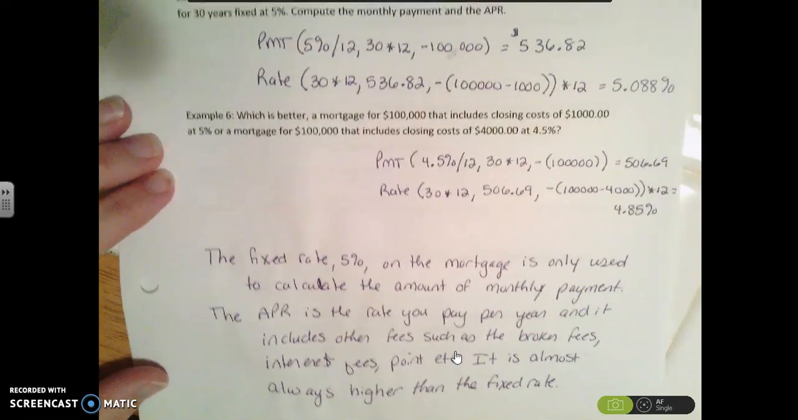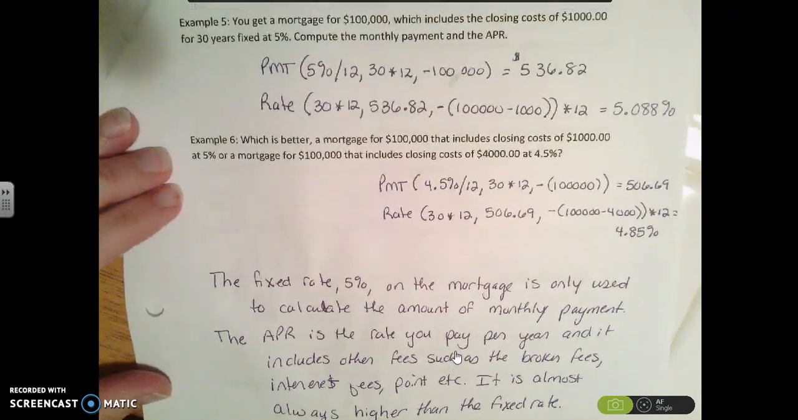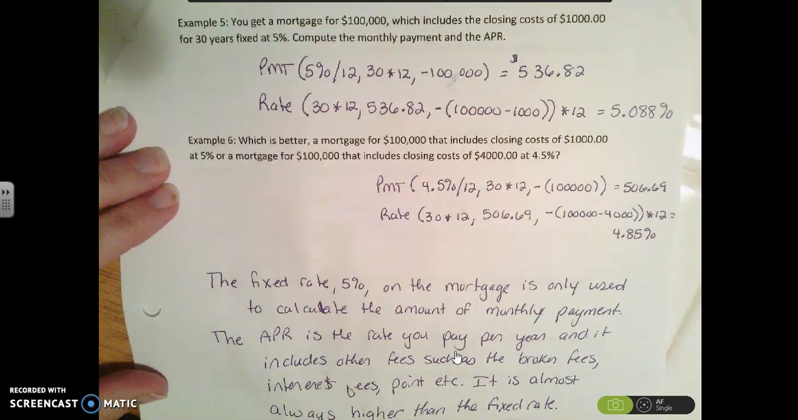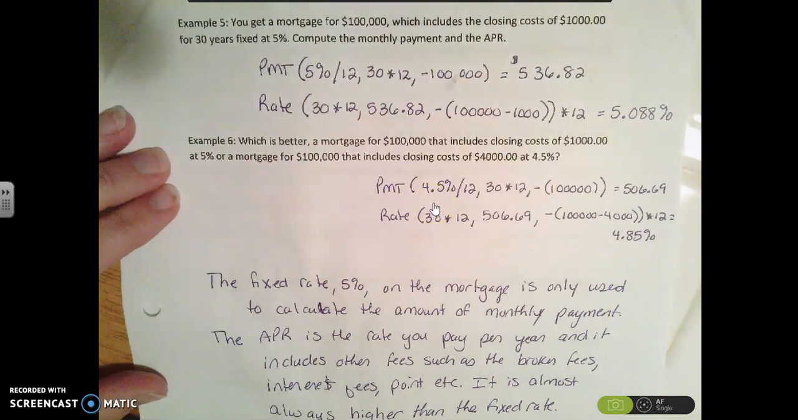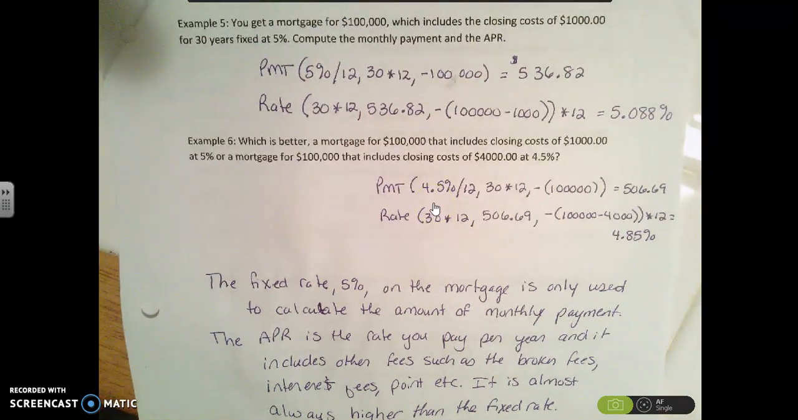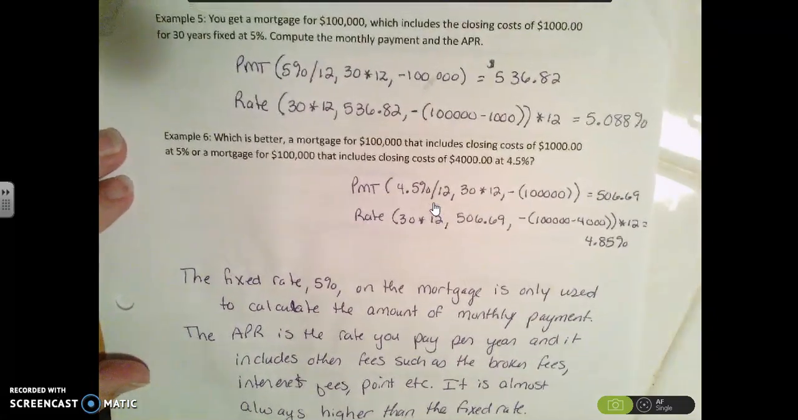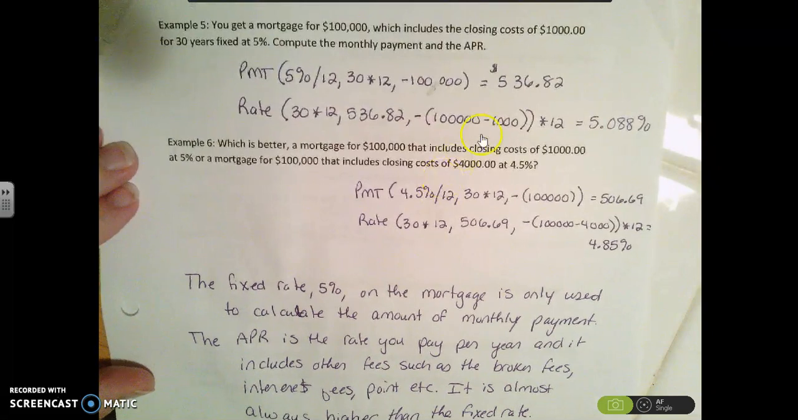So sometimes you'll see a company advertising, like the example that we just did, it gave us the annual percentage rate. It didn't give us the fixed rate. So it depends on the problem. Sometimes they give you the fixed rate, sometimes they give you the annual percentage rate, and you just have to keep that in mind when you're looking at the loans. And a lot of times on bank calculators you can see both of these values.